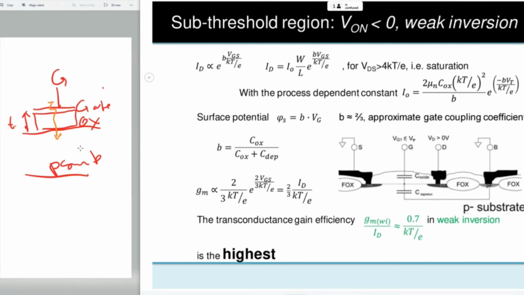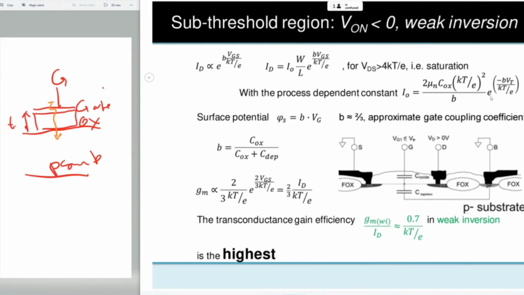All right, now let's increase the gate source voltage, and then we start approaching the threshold voltage. V on is still negative, but we are in weak inversion, so the channel begins to form, and then we have the exponential characteristic between the drain current and the input voltage, the gate source voltage.